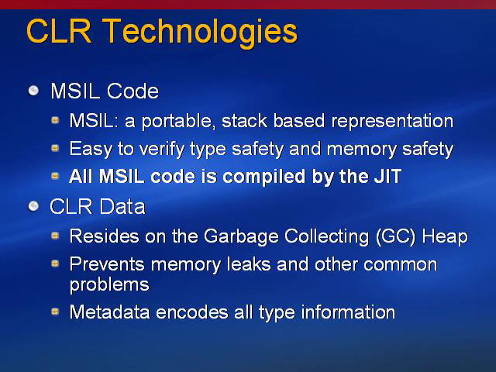By sitting on the garbage collected heap, you avoid a lot of problems such as memory leaks, a lot of bugs that tend to show up in software. By putting things on the garbage collected heap, you avoid this class of problems entirely. When you're on the GC heap and when you have CLR data, metadata encodes all of your type information. So very basic stuff here.